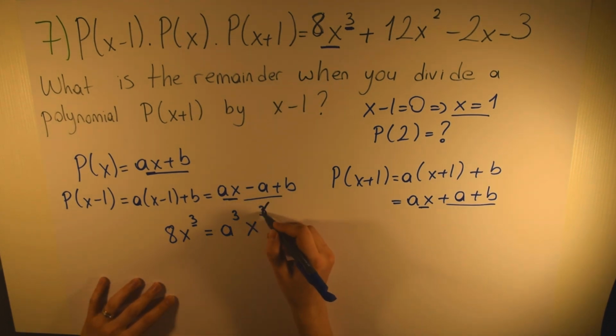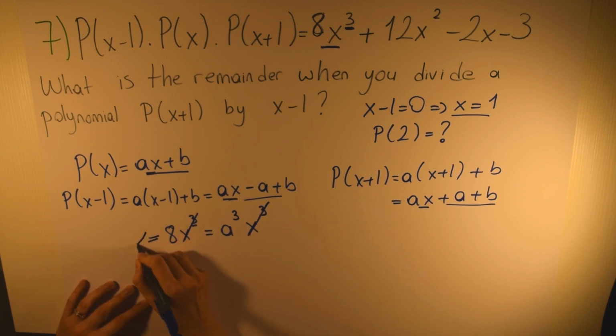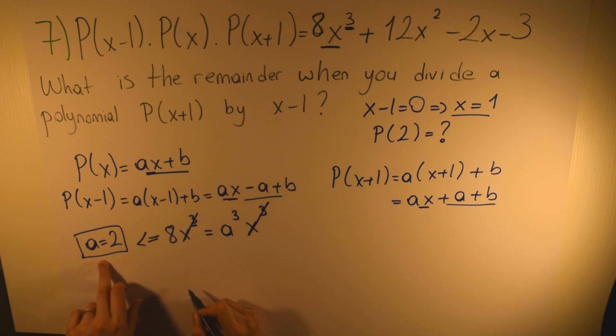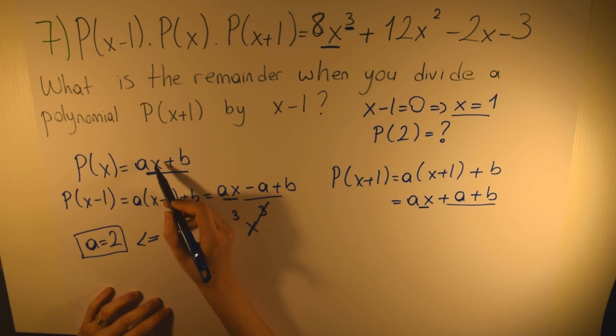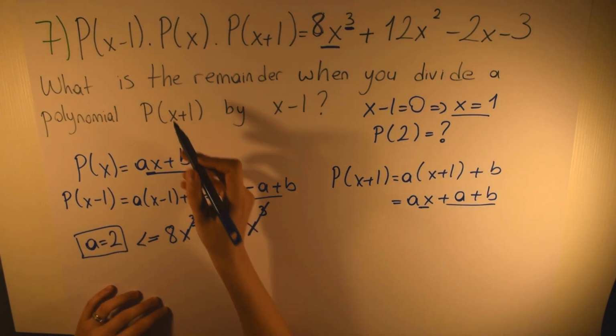So here, this will cancel out each other. And from here we will have a to the power of 3 is equal to 8, which means a is equal to 2. Okay, from here we found a. Now let's see how we can find b, because we have to find b in order to find P(2), right? We will just put 2 instead of a here. So here, let's write this down.